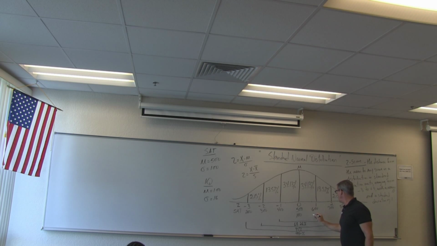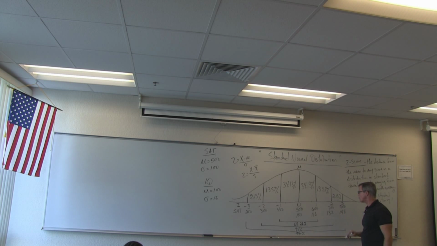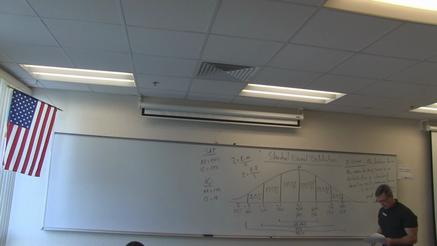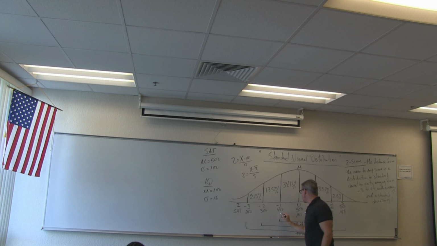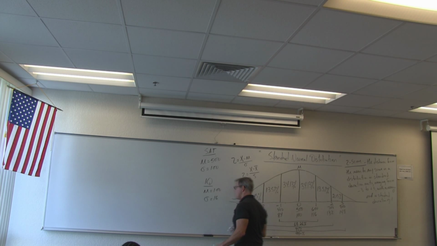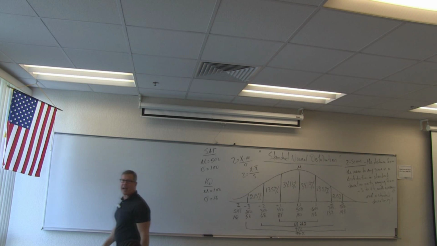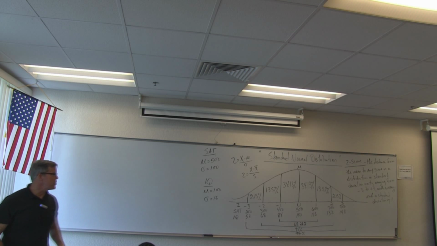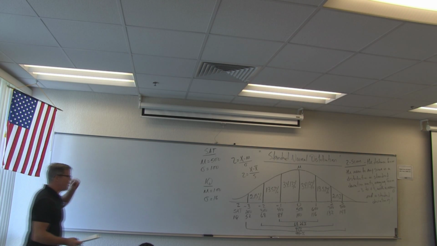100 plus 16, 116. Plus 16, 132. Plus 16, 148. 100 minus 16, 84. Minus 16, 68. Minus 16, 52. We have another standard scale called IQ, mean 100, standard deviation 16.